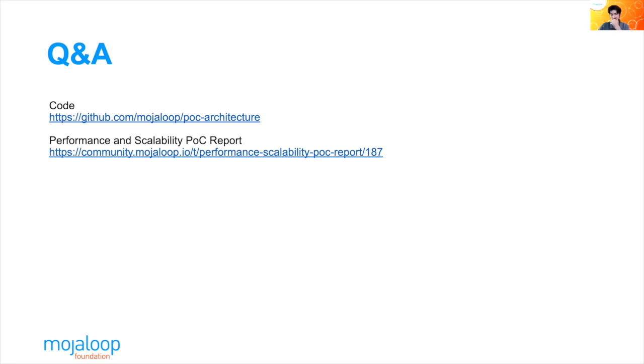I see a question from Miller. He mentions if batch size is tunable, the latency throughput trade-off could be adjusted. Yes, you're 100% correct. As we increase the batch size, the latency also increases.